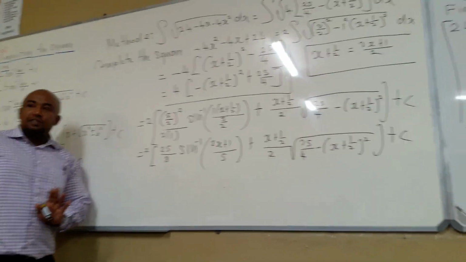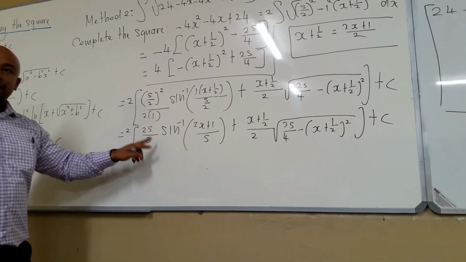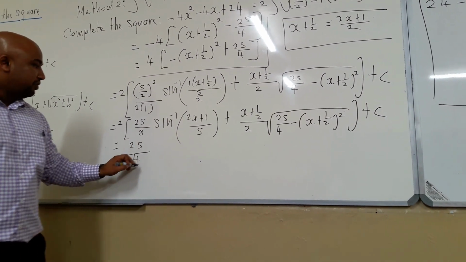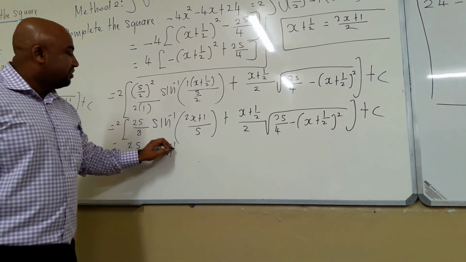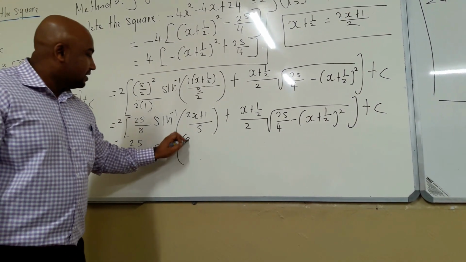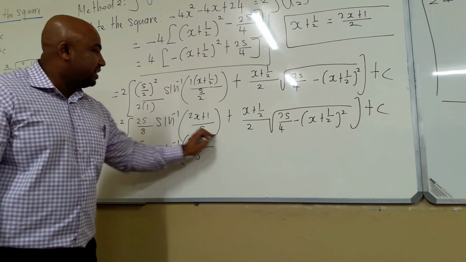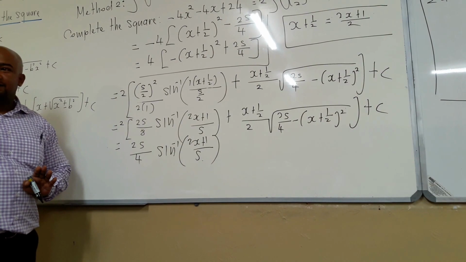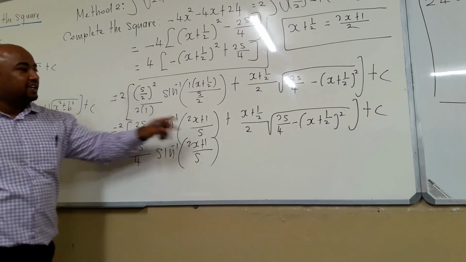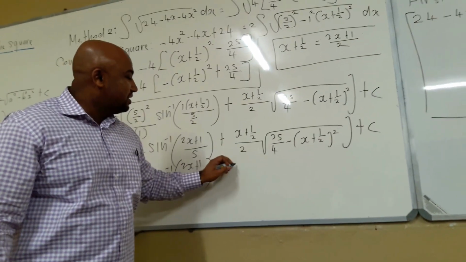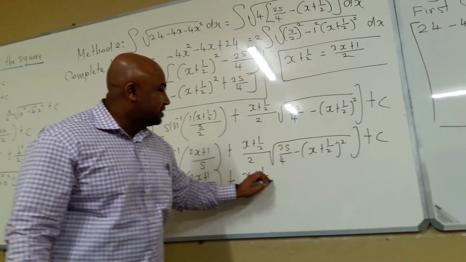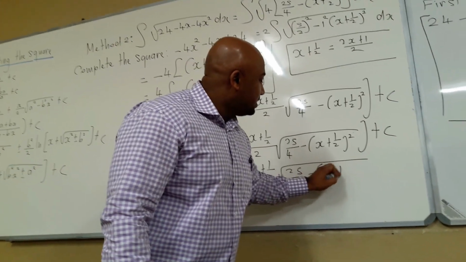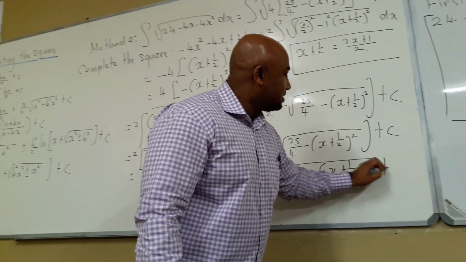We can, let me just do the last thing here. We can multiply. So that's going to be 25 over 4 inverse sine 2x plus 1 over 5. Okay. So now 2 times this 2 here will cancel, you end up with x plus 1 over 2. And that's your 25 over 4 minus x plus 1 over 2 all squared.